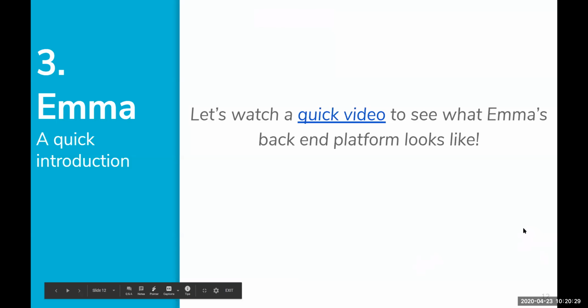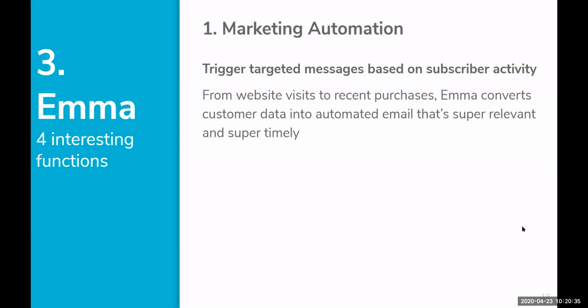All right, guys, so that was just a quick video so you could see what the back end of the Emma platform looks like. And we'll dive in now to some of the interesting functions of Emma. So number one is marketing automation. So you can actually trigger different targeted messages based on your subscribers' activity. So what exactly does all that mean?